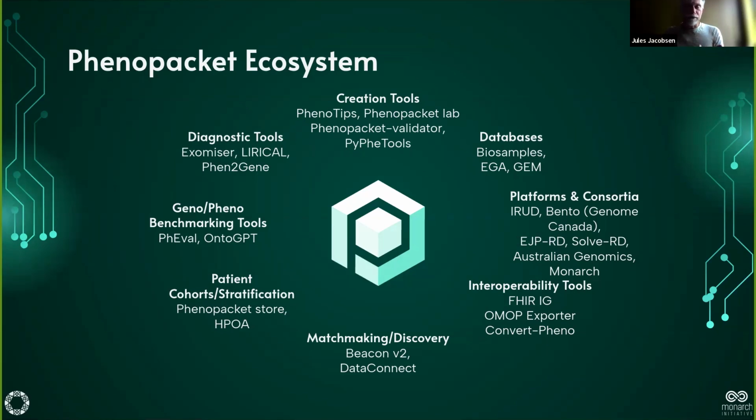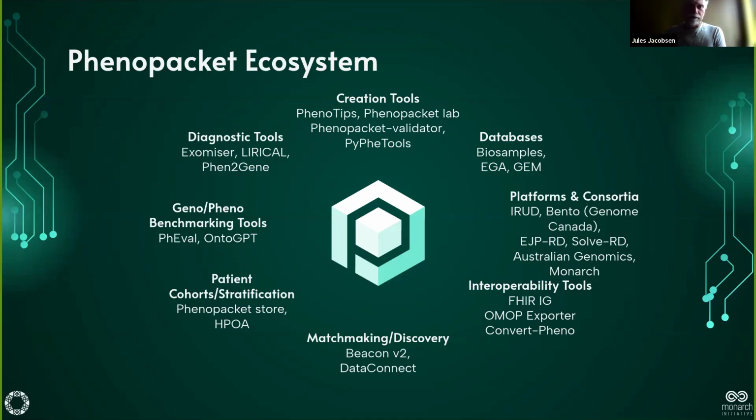We've got the Phenopacket Lab, which Peter's group have been creating. And if you haven't used that, that's a really good one for just creating your own Phenopackets off the bat if you want to do small scale ones. There's Phenopacket Validator, which is a Java command line and library for validating Phenopackets, and then Python tools, which is a Python version of it.